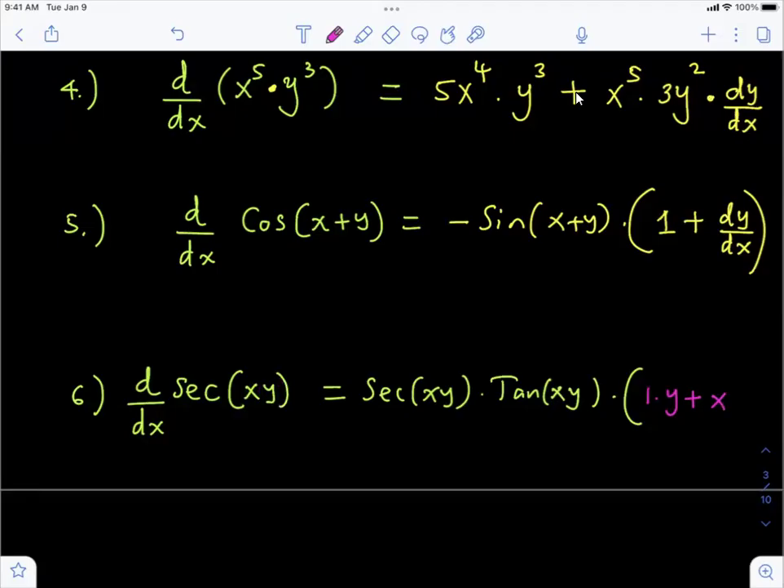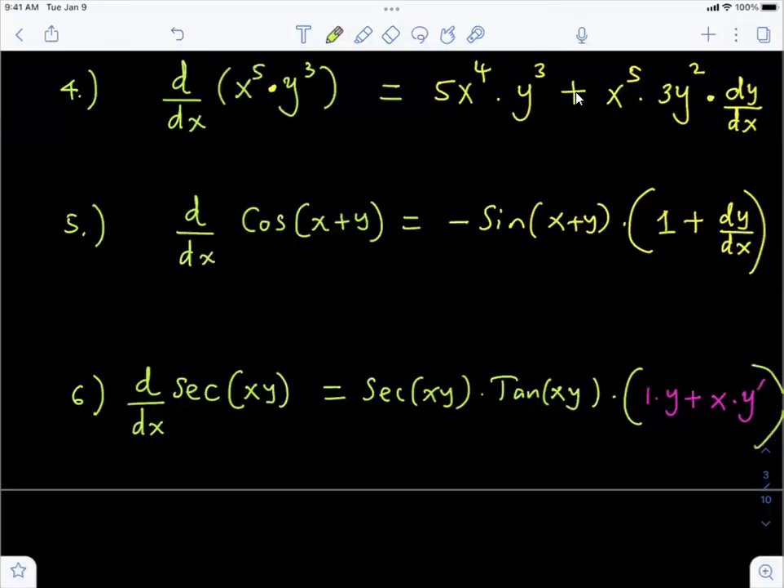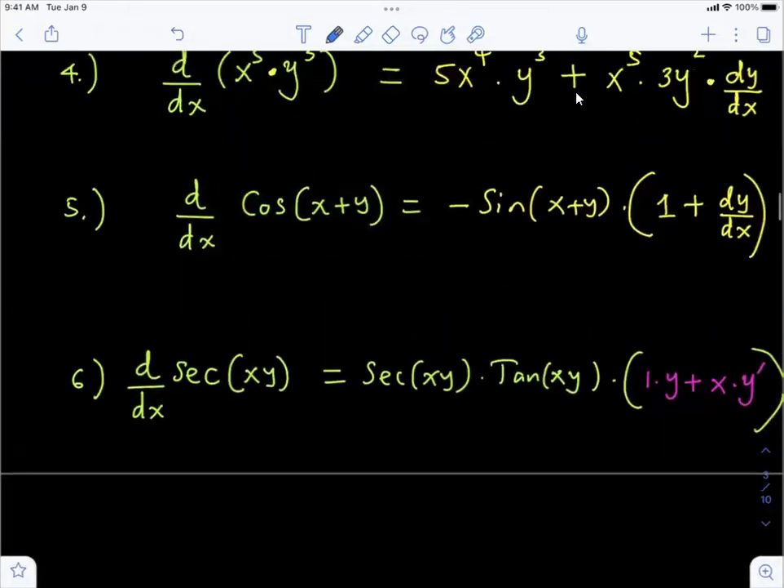Sometimes you can write this dy dx just like y prime. Y prime is none other than dy dx. What is this y prime? Okay, so this is our answer. A special note, y prime.